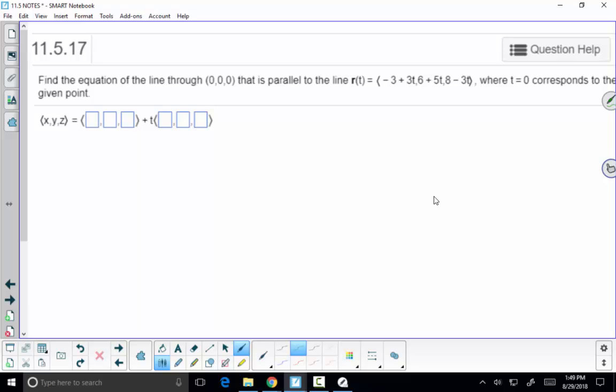Okay, so find the equation of the line through 0, 0, 0 that's parallel to this line where t equals 0 corresponds to the given point. So if we want a line parallel to this line, that means the direction vectors have to be parallel. So the direction vector for this line will pull out the v. The coefficients of t will be the direction for this line.